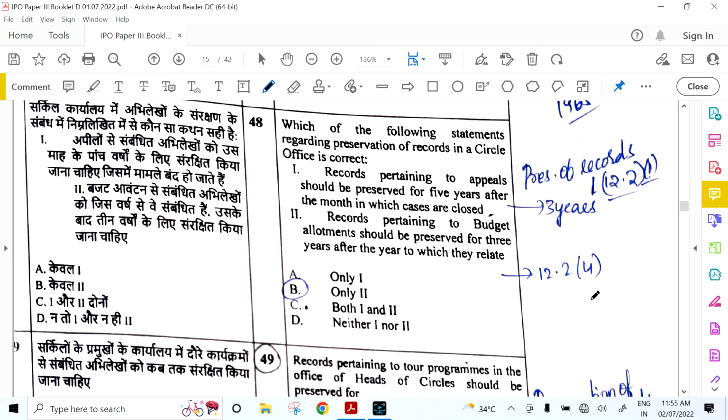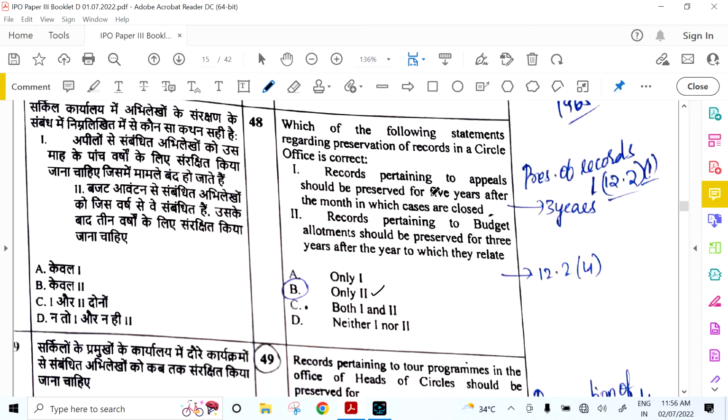Which of the following statements regarding preservation of records in a circle office is correct? Records pertaining to appeals should be preserved for 5 years after the month in which the cases are closed. Records pertaining to budget allotment should be preserved for 3 years after the year to which it relates. Answer is only 2 is correct, and as per the appeals should be preserved for 3 years.